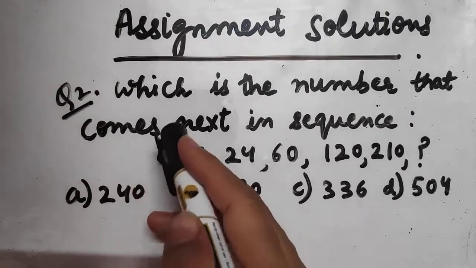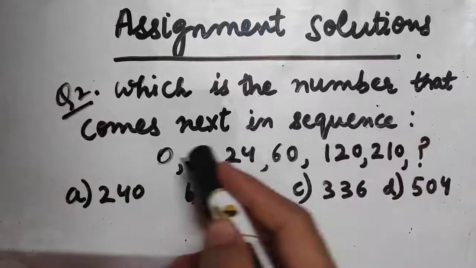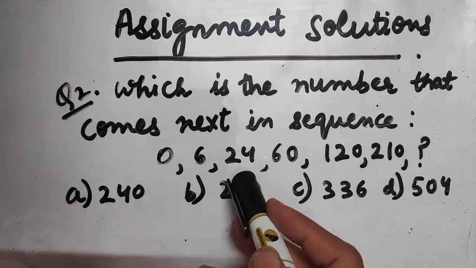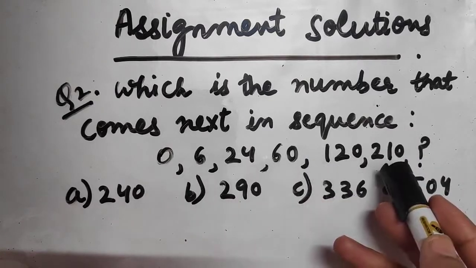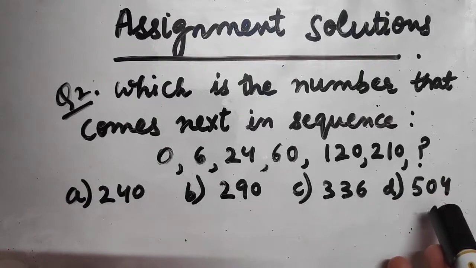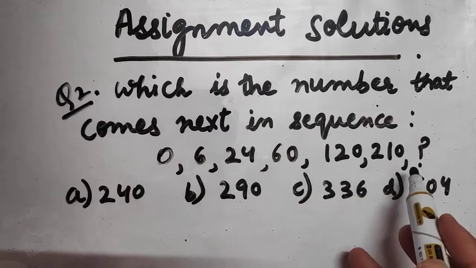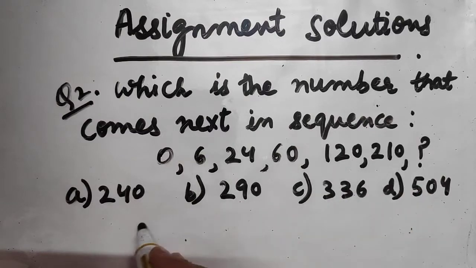Question number 2 is, which is the number that comes next in the given sequence? So the sequence is 0, 6, 24, 60, 120 and 210, and these are the 4 options. Dear children, if you observe this given sequence, you will find that this 0 is obtained in the manner 1 cube minus 1.